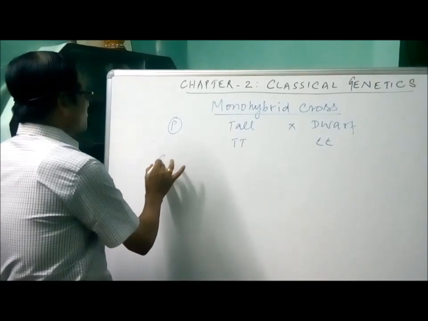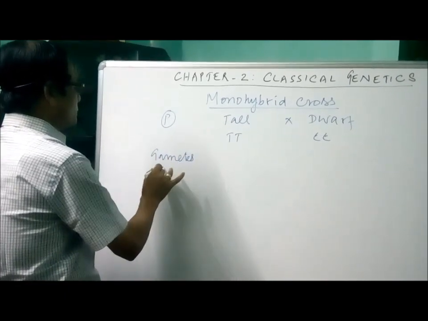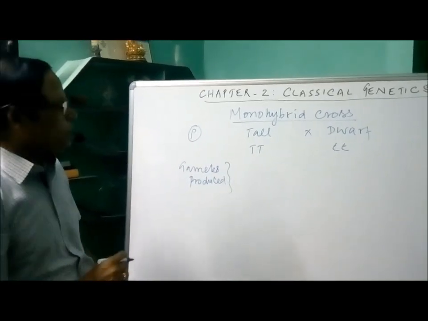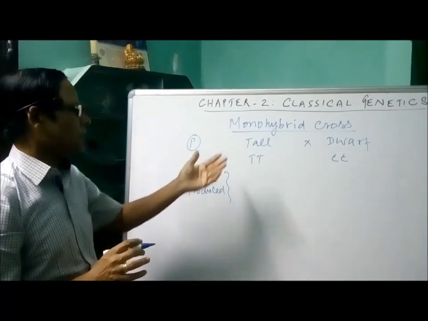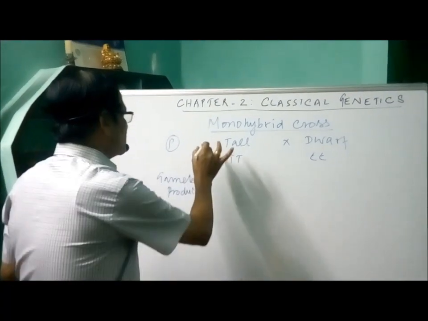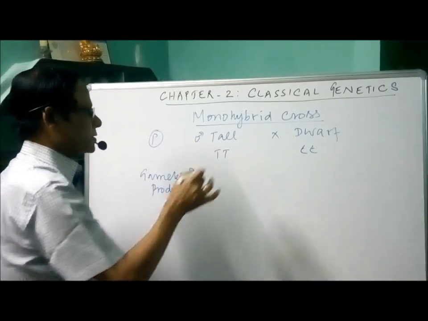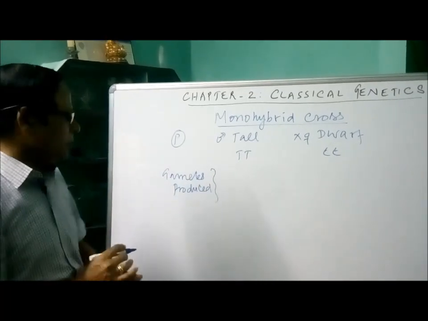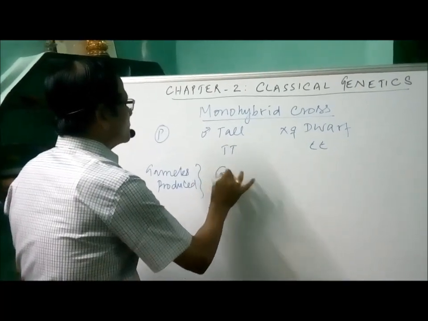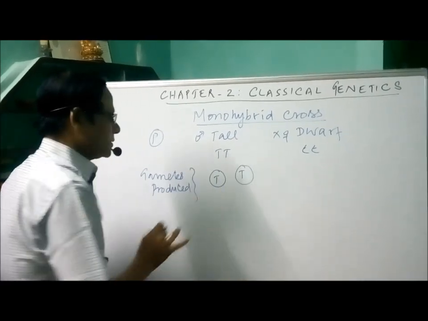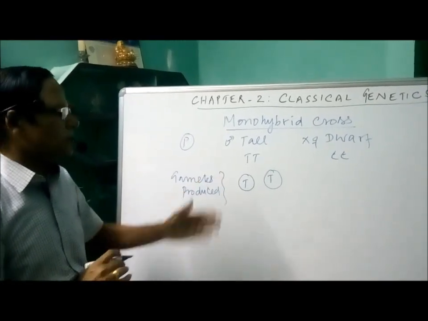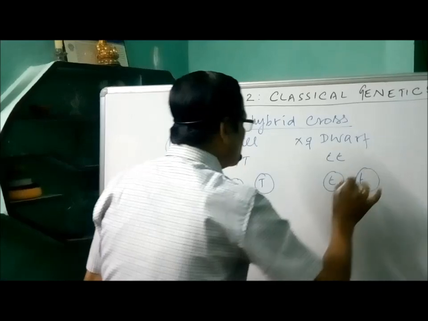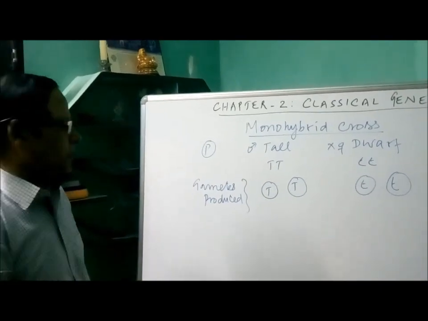Now what are the gametes produced? As it is a pure breeding plant, all the gametes produced by the tall plant are similar. Let us take the tall plant as the male, that is the pollen grains, and the dwarf as the pistil. All the gametes produced by the tall parent, the pollen grains, contain capital T, the dominant factor. The dwarf parent produces gametes all with the recessive factor.